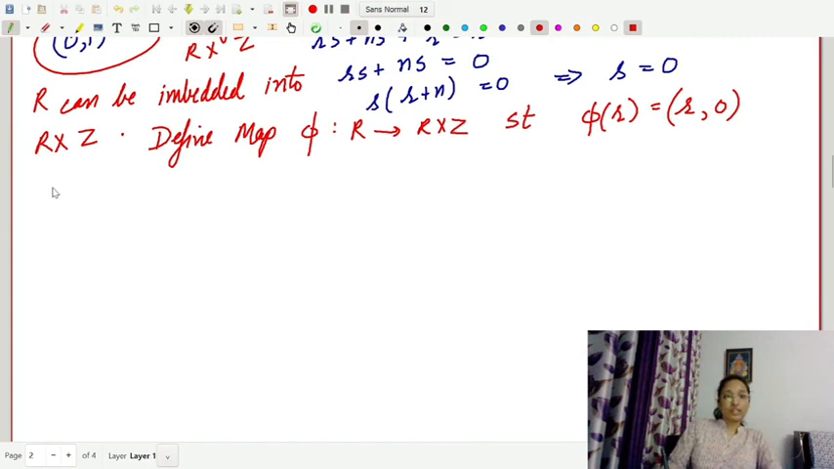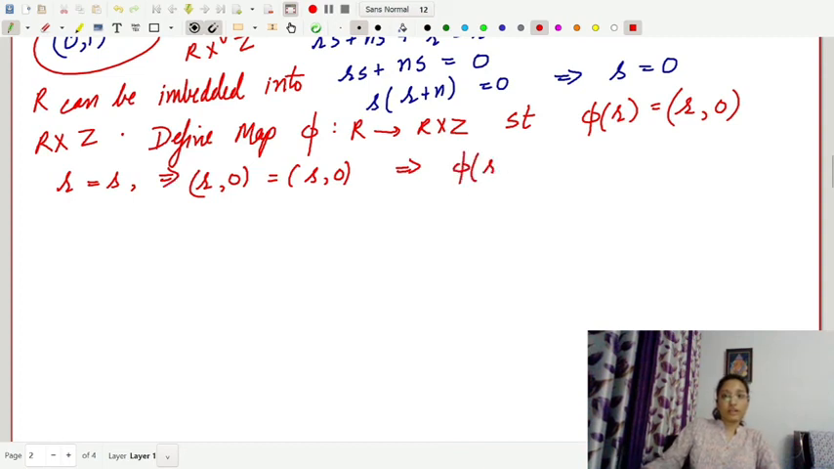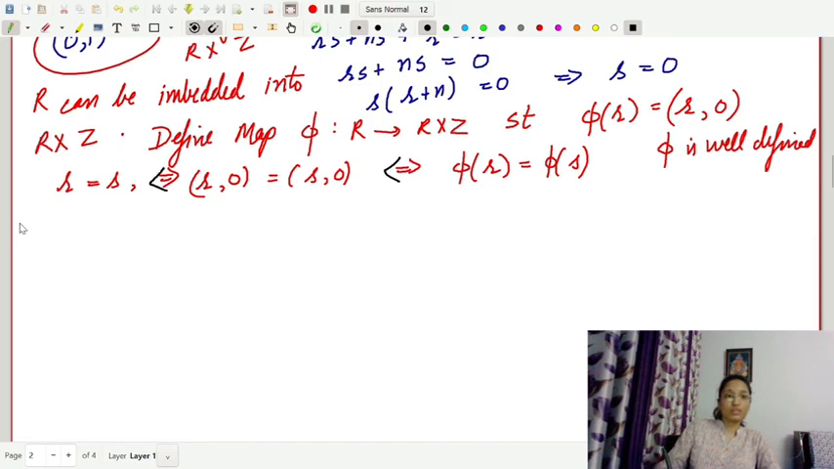Well defined शो करने के लिए हम क्या करते हैं? For r equal to s, it implies (r, 0) is equal to (s, 0), which in turn implies phi(r) is equal to phi(s). Therefore phi is well defined. And similarly हम reverse चलेंगे, that let phi(r) is equal to phi(s). It implies (r, 0) is equal to (s, 0), which in turn implies r is equal to s. Therefore phi is 1-1.